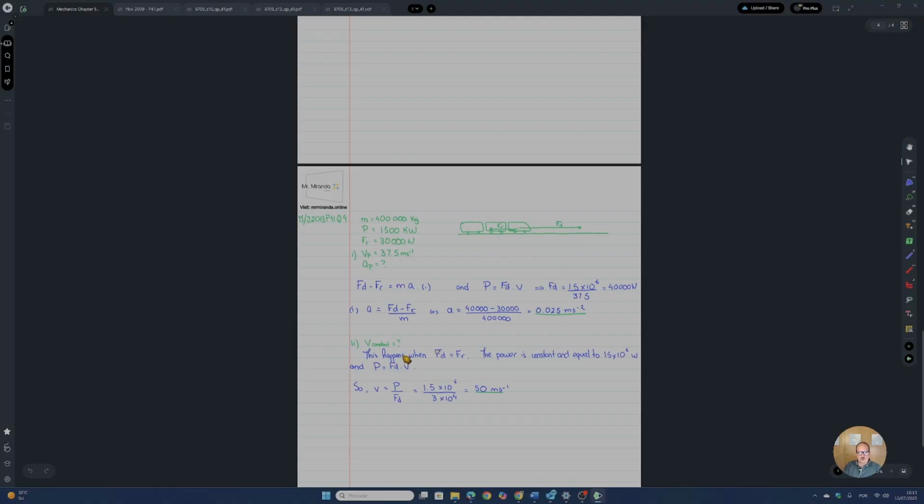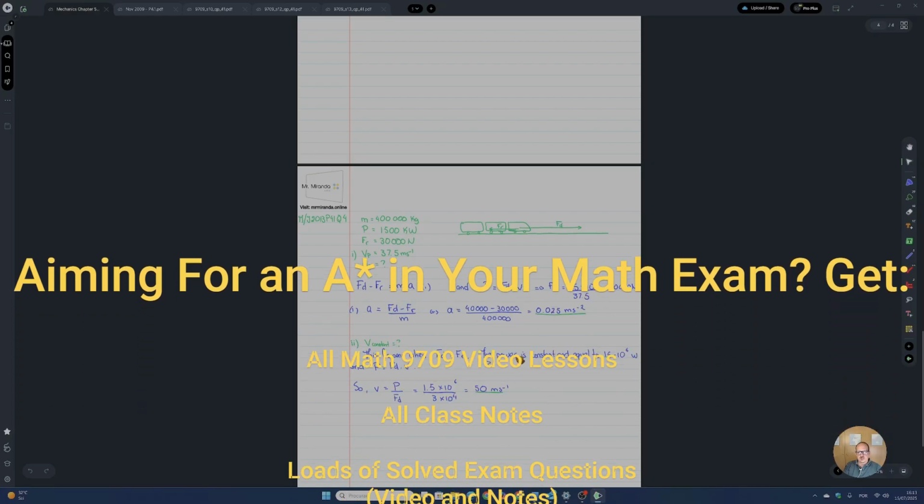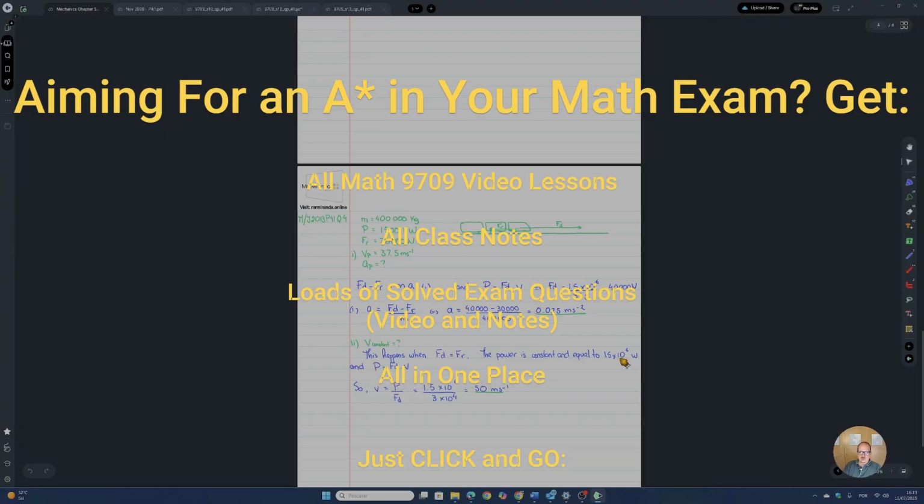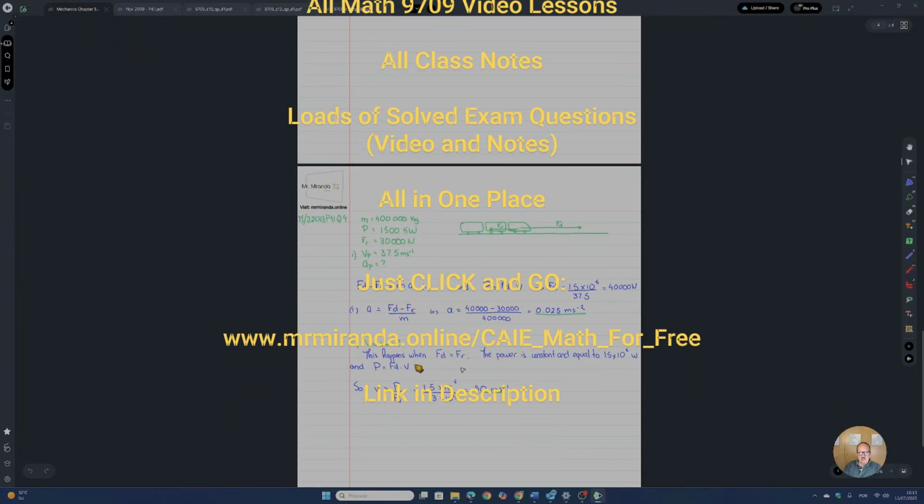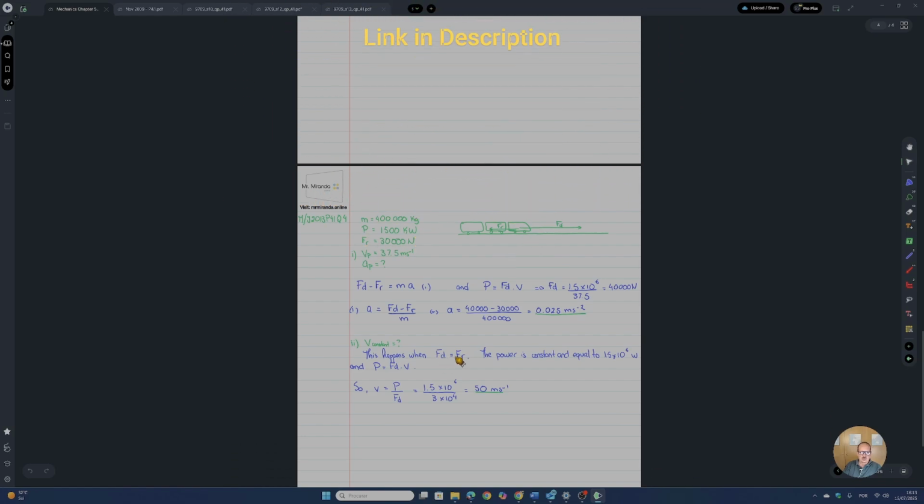So the force that you are going to use to answer this question is the driving force when it equals the friction. All right? So now the power is constant and equal to the same value. The power doesn't change. The only thing that changes is that the driving force now went down to correspond to the value of the friction, which you have over there. All right? So what is the speed? The speed equals the power divided by the driving force. The power is 1.5 times 10 to the power 6. The driving force is equal to the friction, so 3 times 10 to the power of 4, so the speed is 50 meters per second. That's the maximum speed.